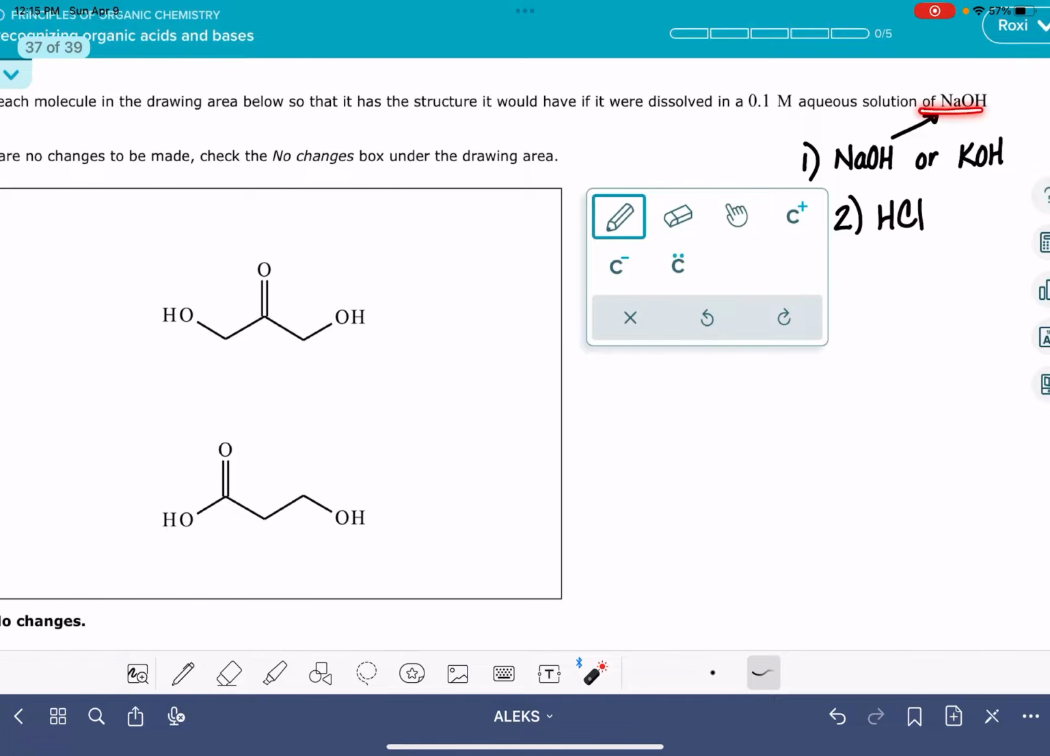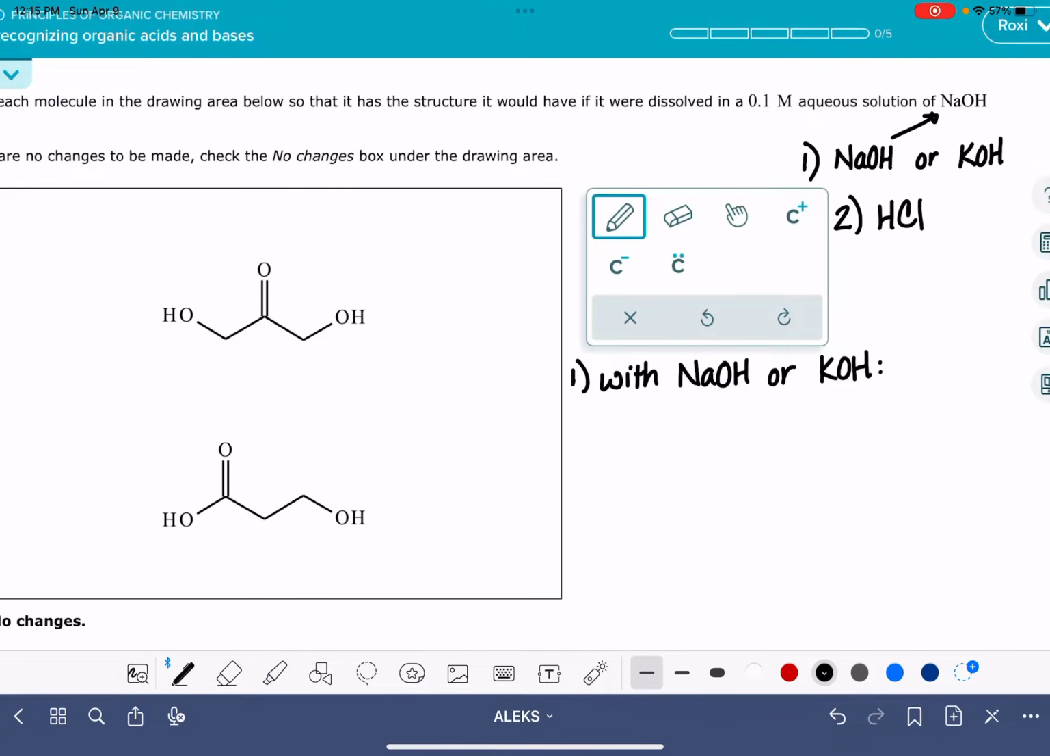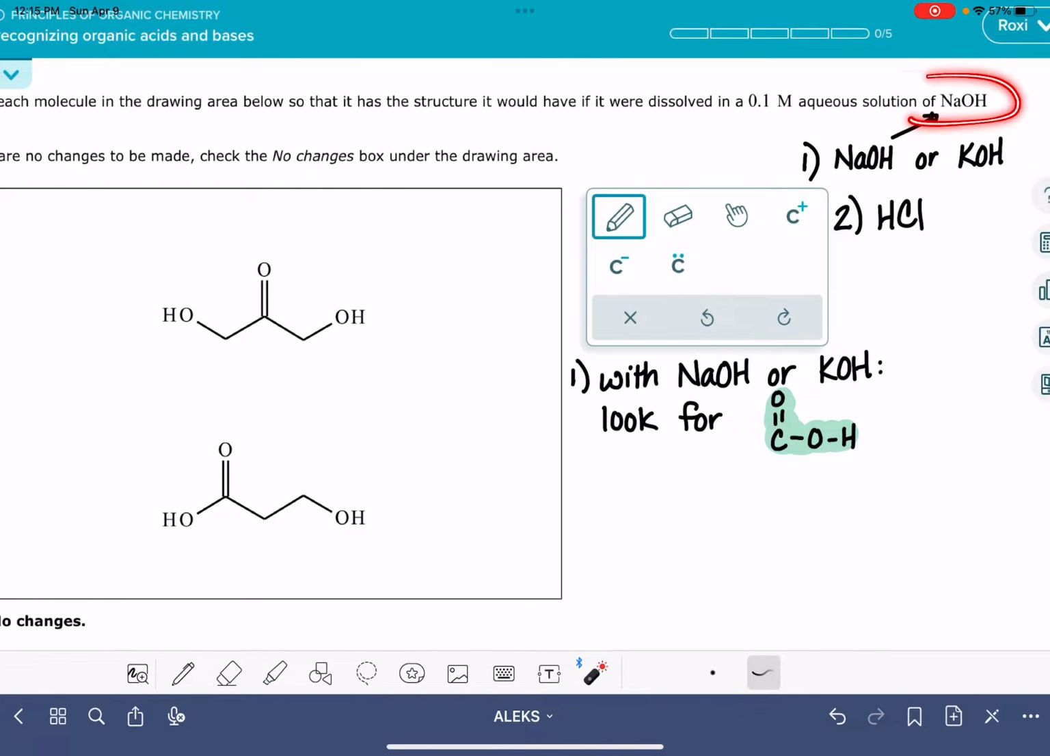Now in this problem, I have NaOH, and if you have NaOH or KOH in the problem, you are going to be looking for the carboxylic acid functional group. The carboxylic acid functional group is a carbon-oxygen double bond that has an oxygen and a hydrogen attached to it. So that's the functional group that we want to find, this specific one right here. Since that's what our problem is dealing with, NaOH or KOH, we're looking for this functional group.